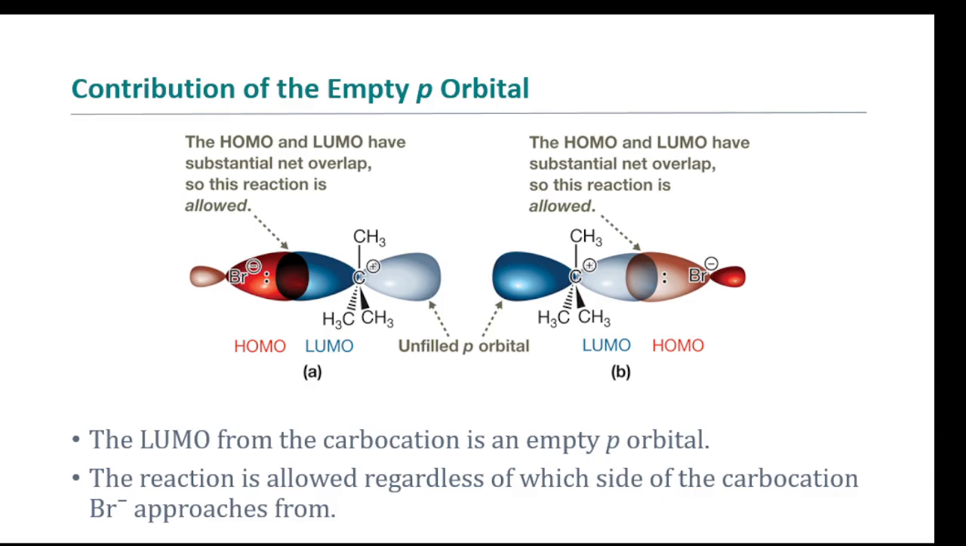So what you're going to get is a proper overlap if you take the HOMO and LUMO from this direction, but you can also do it from the other side because, again, they're both empty. You don't have electrons in them. It's just that positive charge on the carbon there. Everybody see that okay? And that's that empty p orbital.